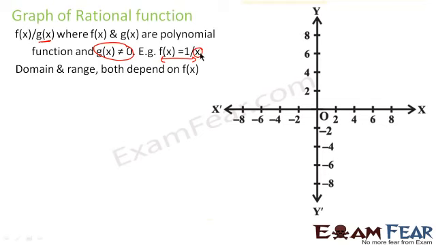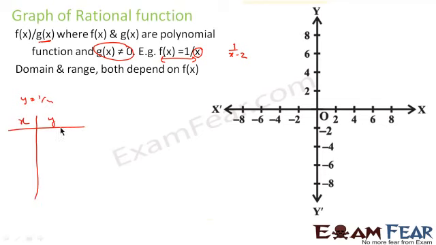Domain is dependent on x. And if I say 1 by x minus 2, here also x can't be 2. So the domain also depends on the function. Range also depends on the function. Let's draw this graph. f(x) is equal to 1 by x. So we'll say y is equal to 1 by x. This is x, and we get y.